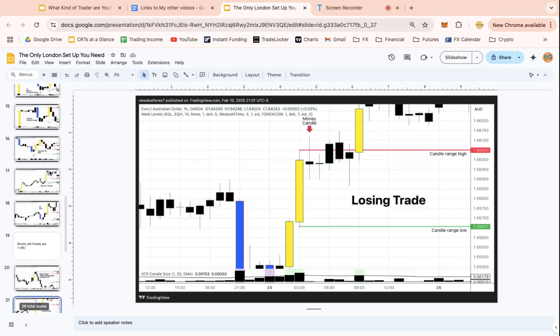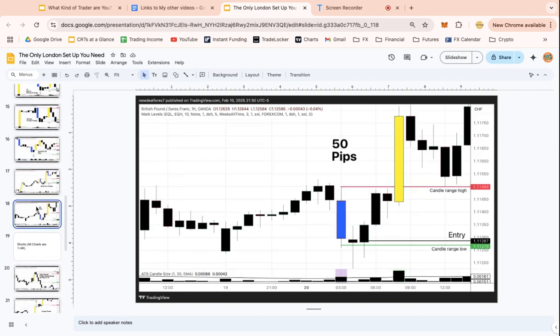Let's see, where was it? That was the loser. Where was the 50? It was a long one. Right here, right? So imagine taking this trade and you're able to do $50 per pip. That's $2,500 off this little simple trade. But you got to start somewhere, okay?